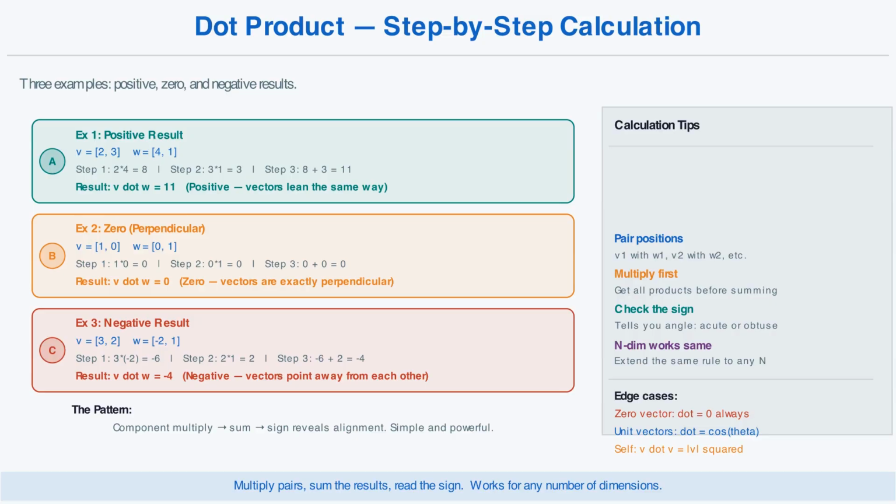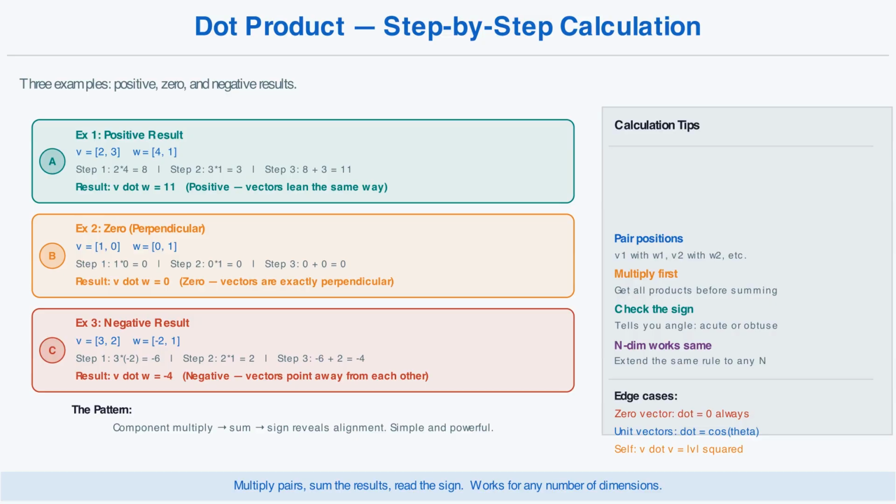Second example, v equals (1, 0), and w equals (0, 1). These are the standard basis vectors, pointing along the x-axis and the y-axis respectively. 1 times 0 is 0. 0 times 1 is 0. 0 plus 0 is 0. The dot product is 0. These vectors are exactly perpendicular to each other, which makes perfect sense geometrically.